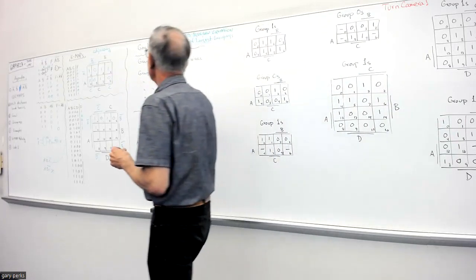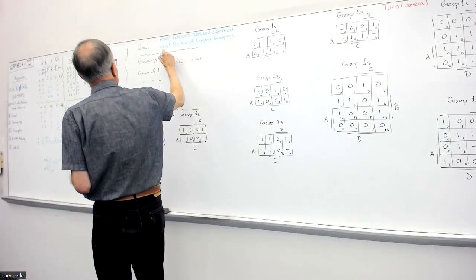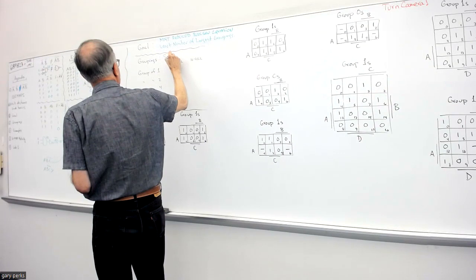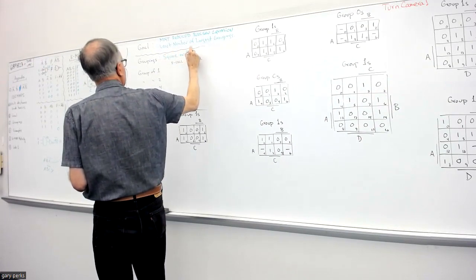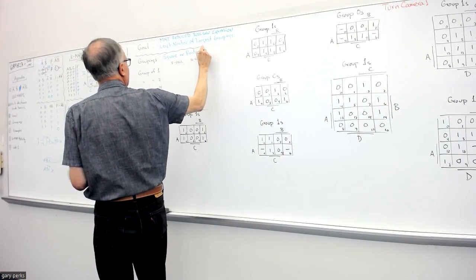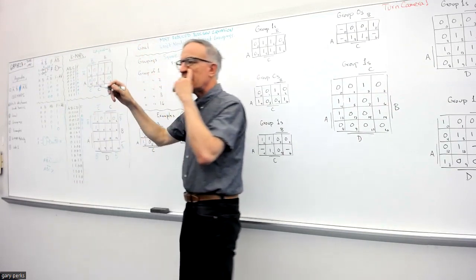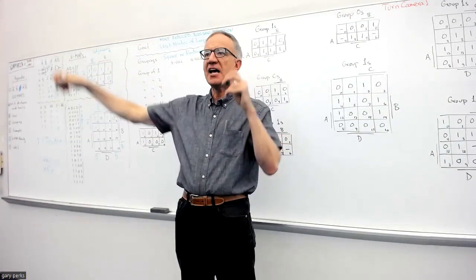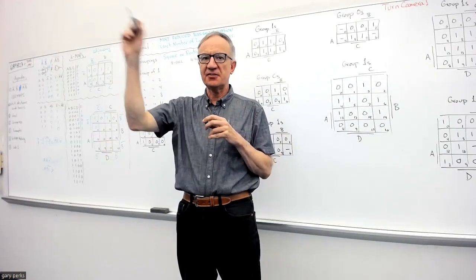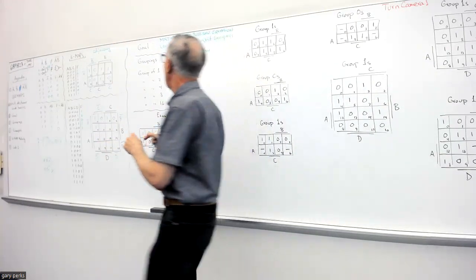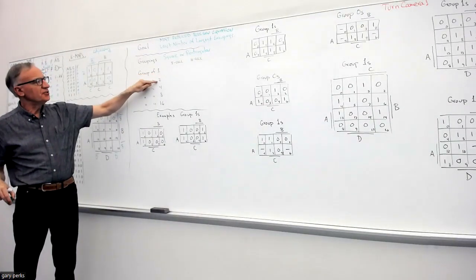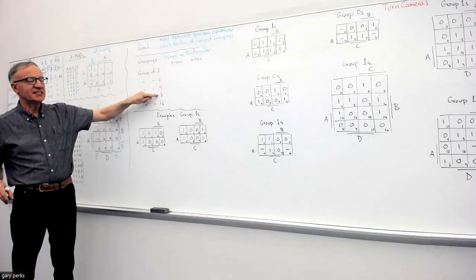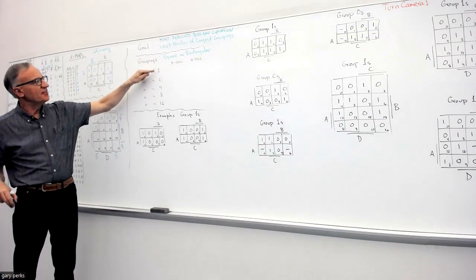Now, these groupings have to be either square or rectangular. Okay, you can't have odd shaped groupings, you can't have diagonal groupings. It's either square or rectangular. Also, the groupings have to be 1, 2, 4, or 8, if you have an 8 cell. If you have a 16 cell, they have to be 1, 2, 4, 8, or 16.